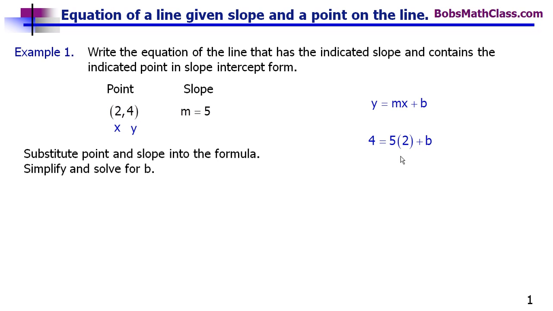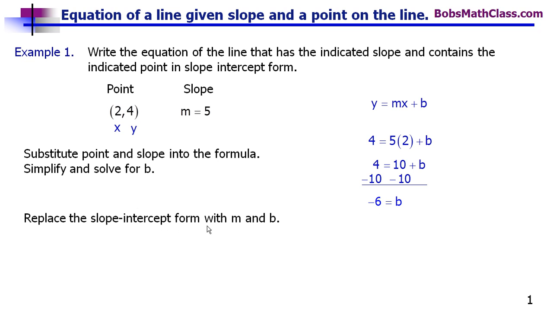Now we need to solve this equation. That'll be a 10. Subtract 10 on both sides. So negative 6. Negative 6 equals b. So we have our slope. We have our b.